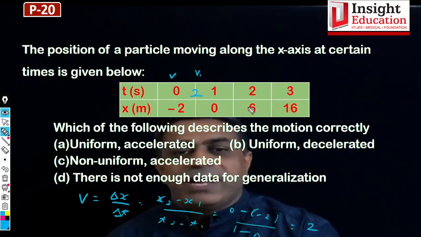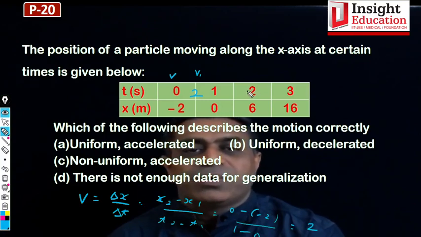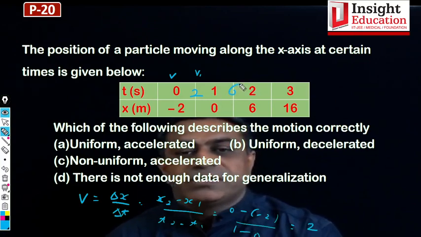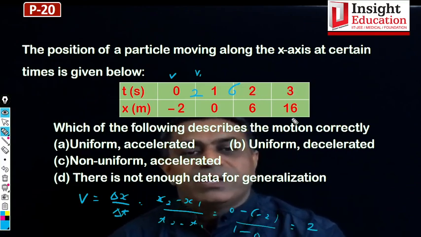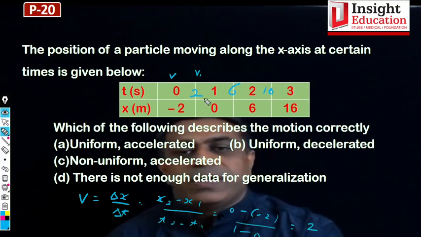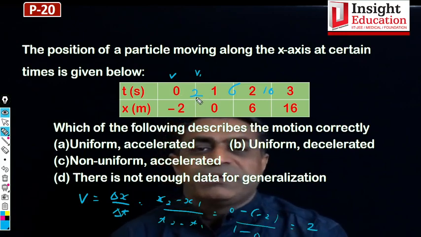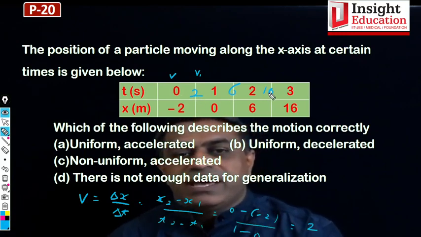Now here we can calculate directly: 6 minus 0 upon 2 minus 1, that is 6. Then 16 minus 6 upon 3 minus 2, so 10. So now you can see in the first interval velocity is 2, then 6, and then 10.